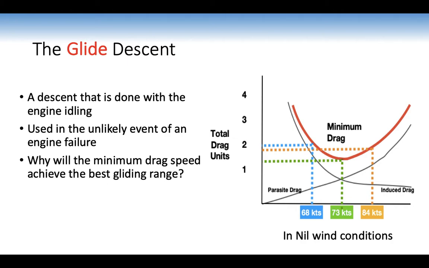Why will the minimum drag speed achieve the best gliding range? Well, as you see, we get this total drag curve. By maintaining that 73 knots, we haven't got as much induced drag or parasite drag. If we glide too fast, we encounter a lot of parasite drag. Glide too slow, we get a lot of that induced drag. So that's why it's that Goldilocks zone of drag, pretty much. And I must stress this is in nil wind conditions, as wind can affect our range.